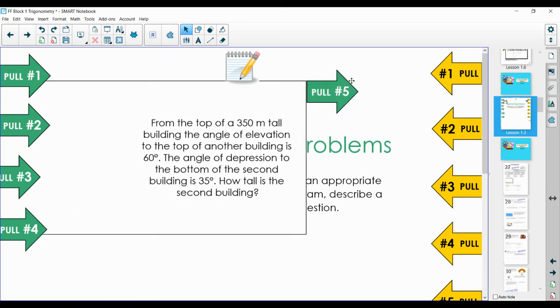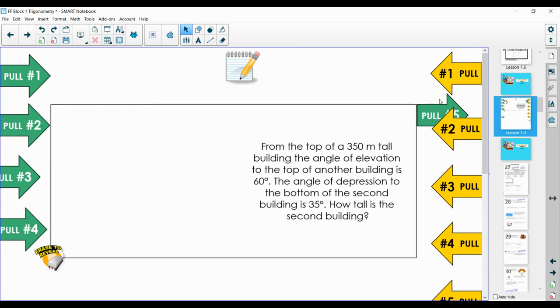All right, taking a look at our next one here. From the top of a 350-meter tall building, the angle of elevation to the top of another building is 60 degrees, and the angle of depression to the bottom of the second building is 35 degrees. And the question is, how tall is the second building? When we get into our multi-triangle problems, this is one of the most common questions that you will see. So again, I'll ask you to pause the video and try drawing the diagram.